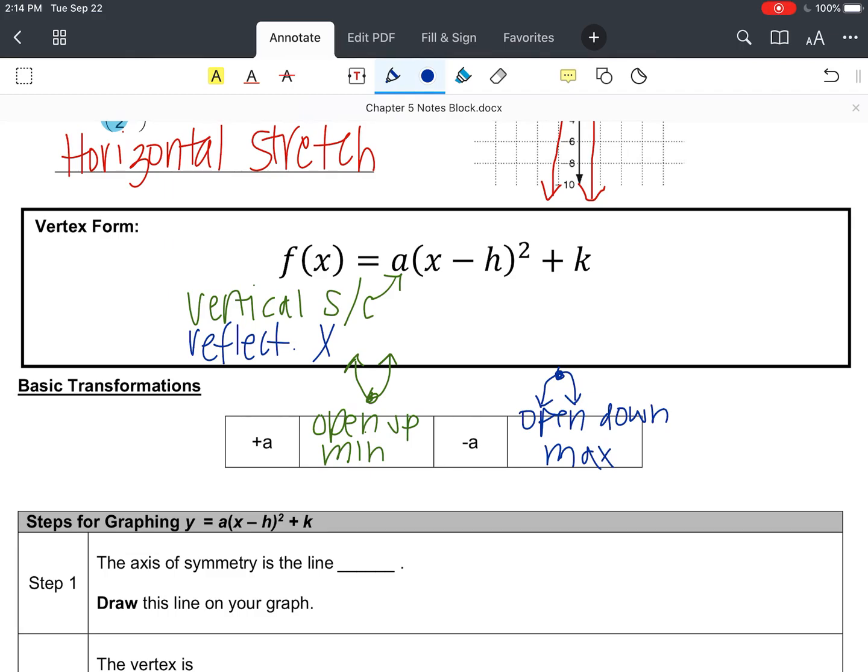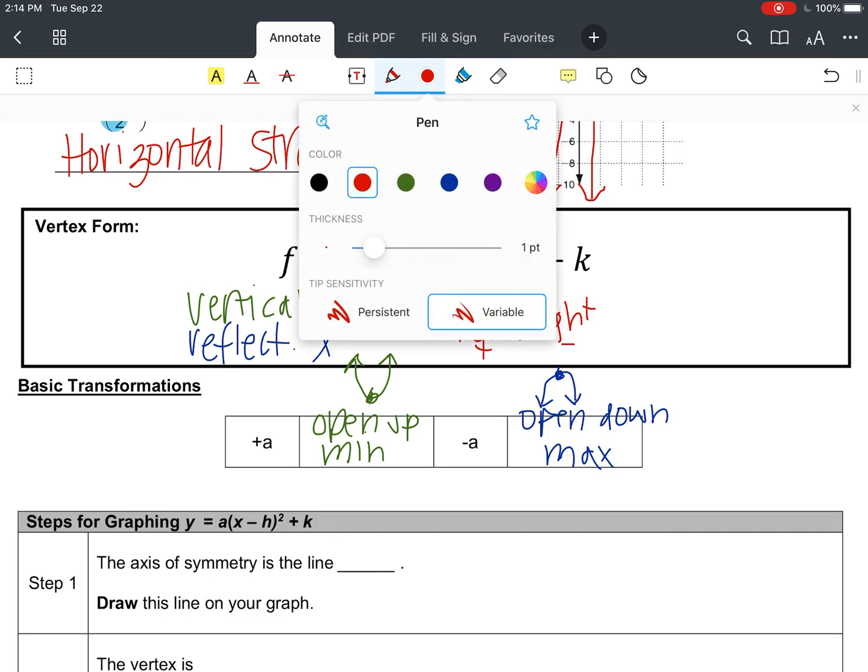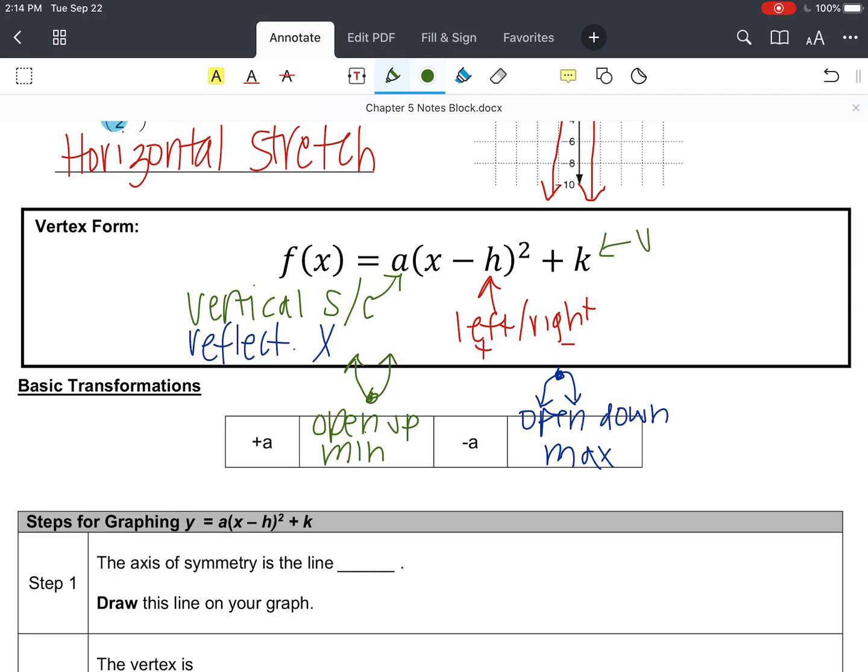Now I have an h and a k. So the h, when it's inside parentheses, remember that means you're going left or right, but it's the opposite. So you're going left if it's positive, right if it's negative. That's why there's a negative in front of h. That means opposite. And then the k just means up and down. So these are transformations in one form.